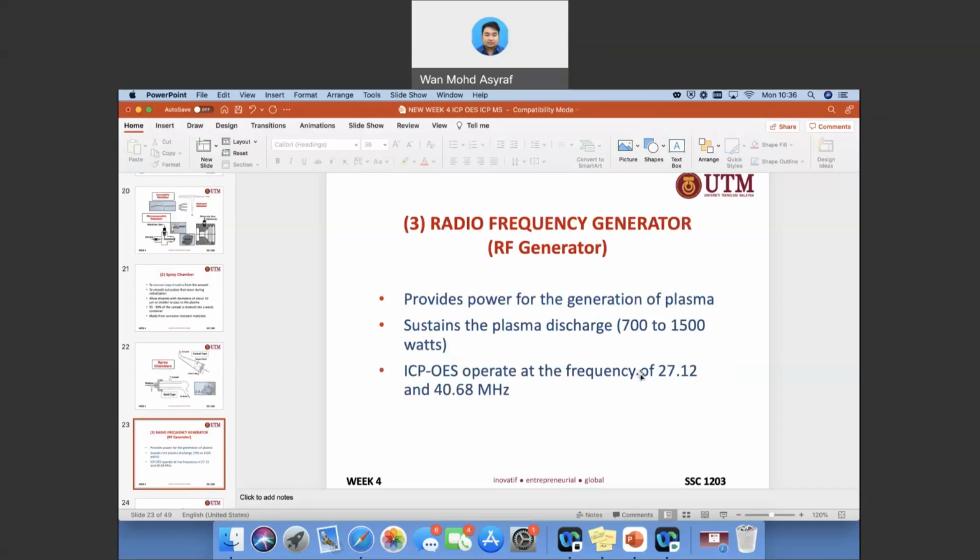And then we have the radio frequency generator, or RF generator. It provides power for the generation of plasma, sustaining the plasma discharge at about 700 to 1500 watts. The usual operation of ICP-OES is at a frequency of 27.12 or 40.68 megahertz. This is just for your general knowledge only, but you need to know the functions of each. What is the function of the nebulizer? What is the function of the spray chamber? What is the function of the radio frequency generator?